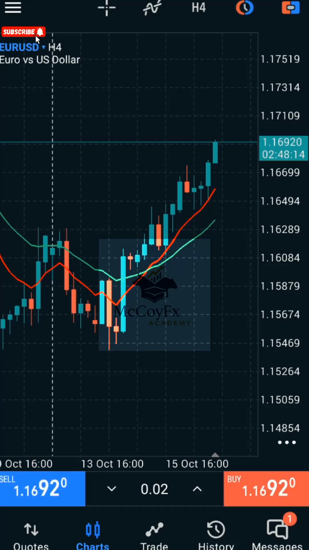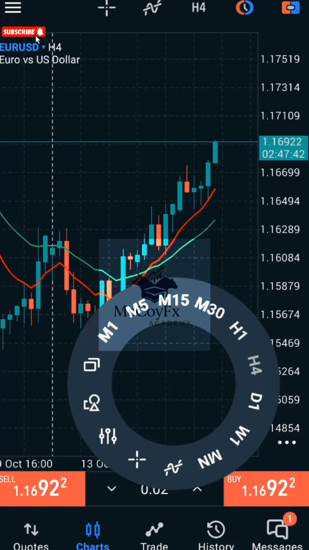So what we are going to do is we will wait for the price to come down and hit the red or probably the green, and we will take our buy trade. Remember, this is an uptrend and you don't take a sell trade here. You only look for buy opportunities. You don't trade against the trend. You have to follow the trend.